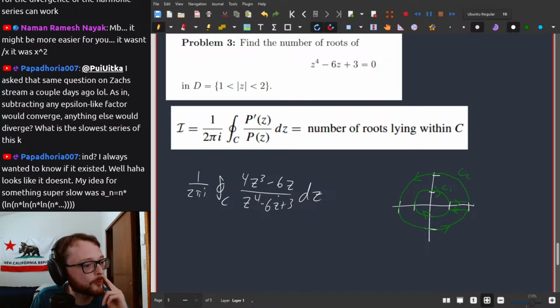Papador is responding to Puik in the YouTube chat. I asked the same question on Zaxxam a couple days ago, as in subtracting any epsilon-like factor would converge, or anything else diverge. So a series of this kind, I just want to know if it existed. It's like it doesn't. The everything series will be ln of n times ln ln of n times ln ln ln. That's a funny idea.